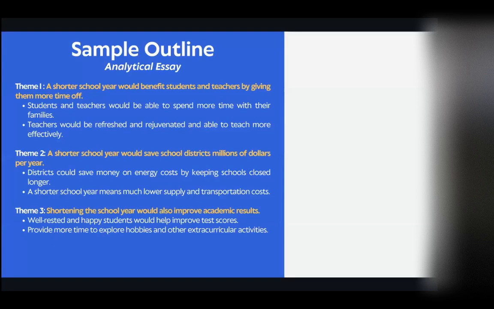So knowing that the topic at hand is a shorter school year and our three themes are benefiting students and teachers by giving them more time off, saving money for school districts, and improving academic results, what do you think the thesis statement for this sort of outline would look like? Feel free to type in the chat box.